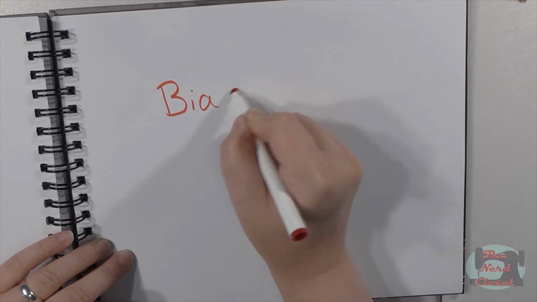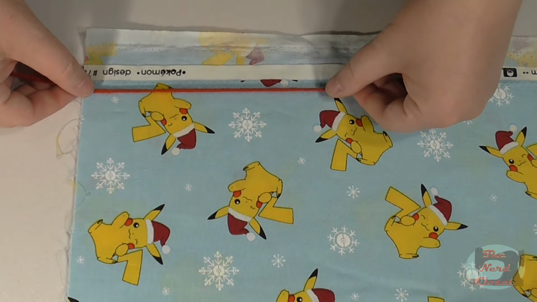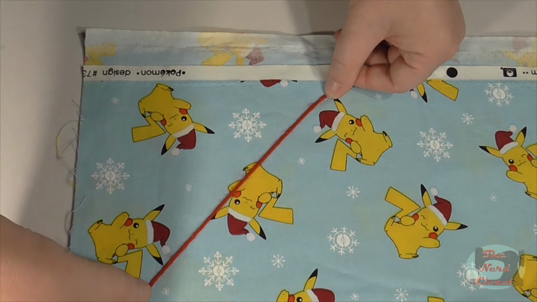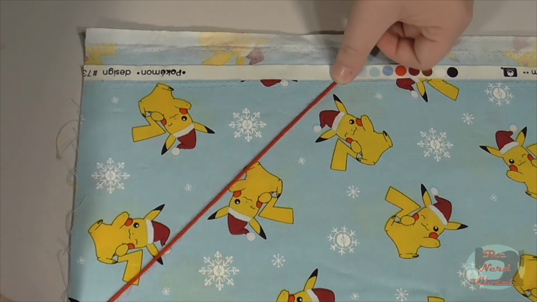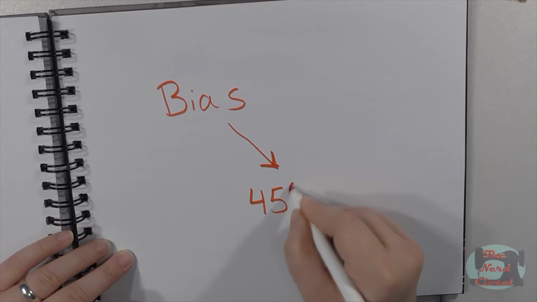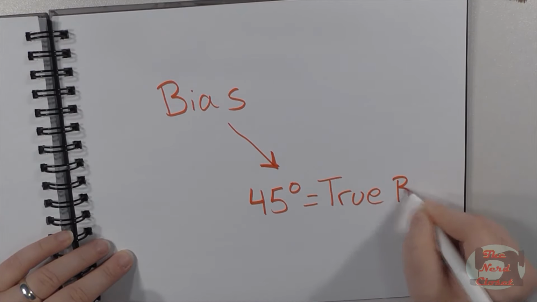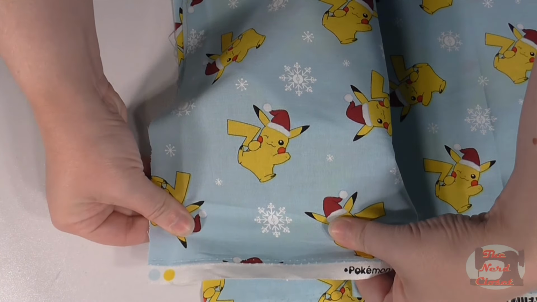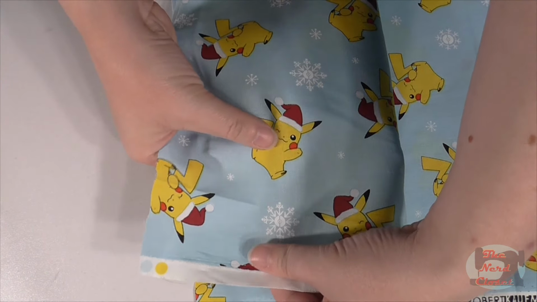Bias. The bias line is any line that runs at an angle made between the grain line and the cross grain. If the angle is a 45-degree angle, then it's called the true bias, and is the point where the fabric will be the stretchiest and look super flowy when you put it on the body.